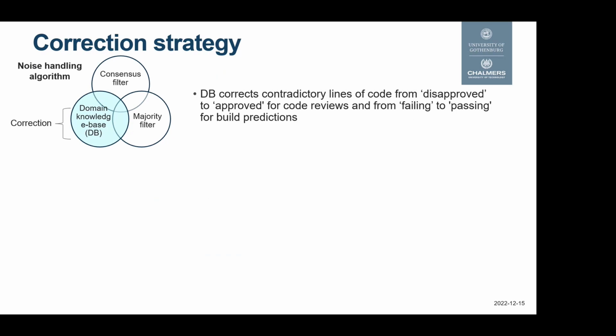And then the correction-based algorithm is called domain knowledge based. It's an algorithm that we previously designed and tested on a test case selection data set. The algorithm basically relabels all lines from the negative labels to the positive labels. So in the context of code review, it will relabel all disapproved lines to approved if they are contradictory.